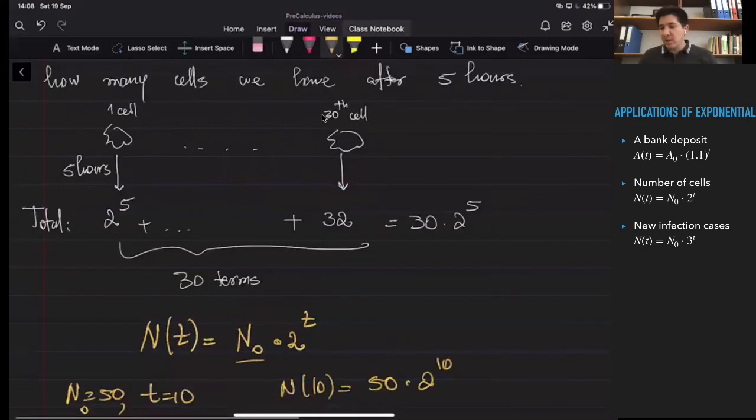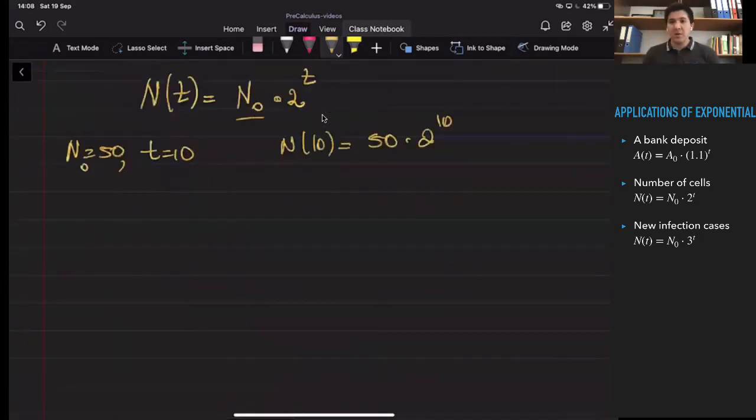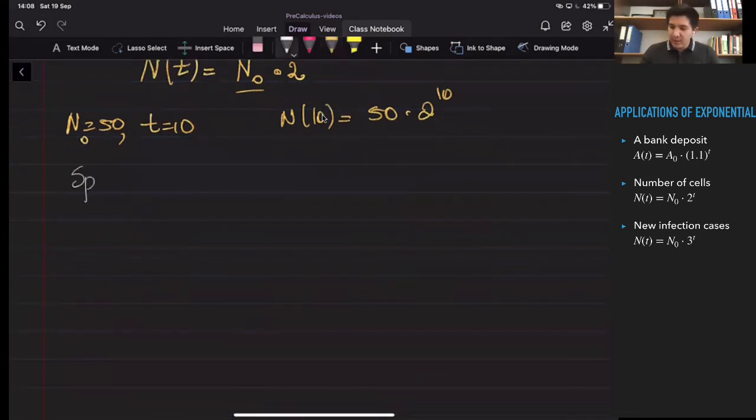So the idea is because every cell is going to be split exponentially. So this is a model which is going to explain to us the generation or the increase of the population of these cells. And the last example, which I would like to discuss with you, is the spread of some viruses. Spread of a virus.